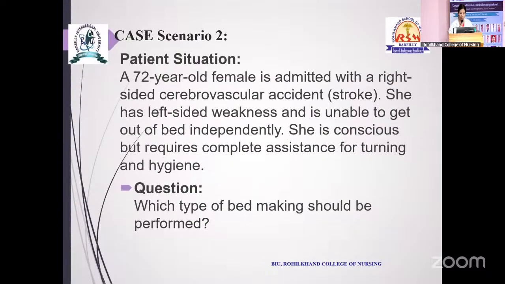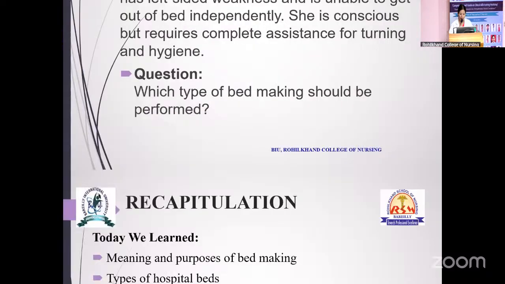And also, a 72-year-old female is admitted with a right-sided cerebrovascular accident, stroke. She has left-sided weakness and is unable to get out of bed immediately. So which type of bed making should be performed? Anyone guess? Which type of bed making? Occupied bed. Yes, occupied bed, because the patient is not having movement. So we prepare the occupied bed.